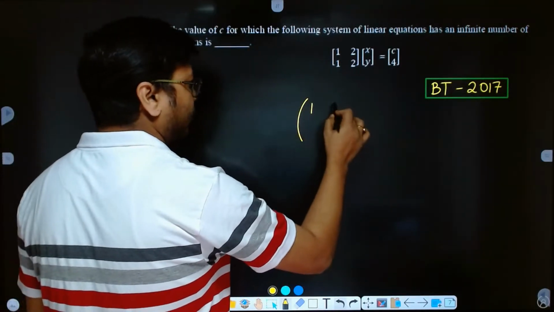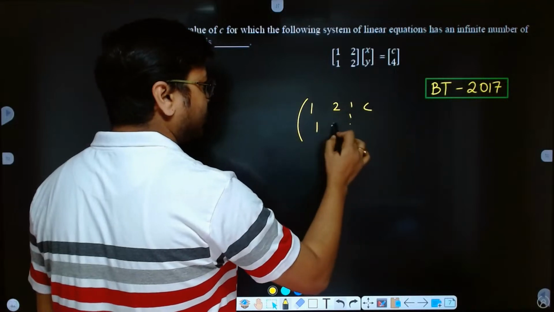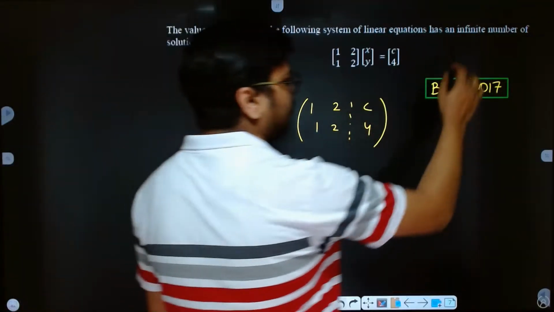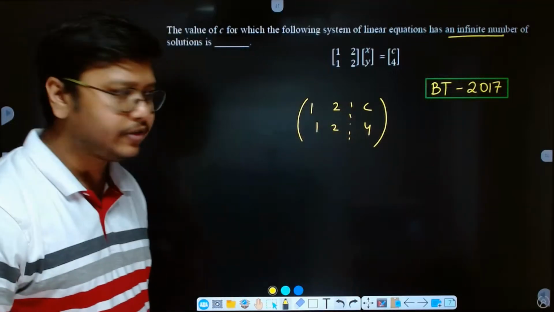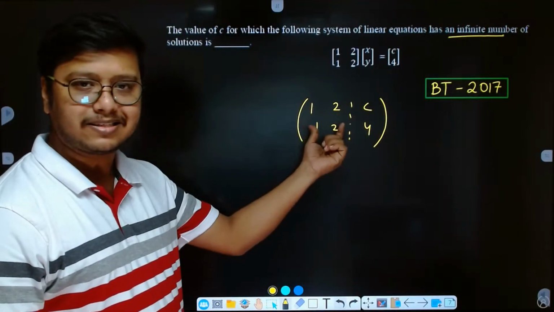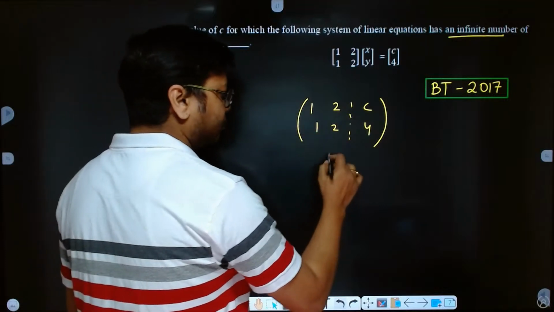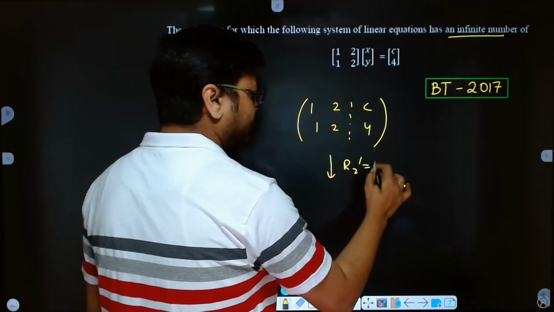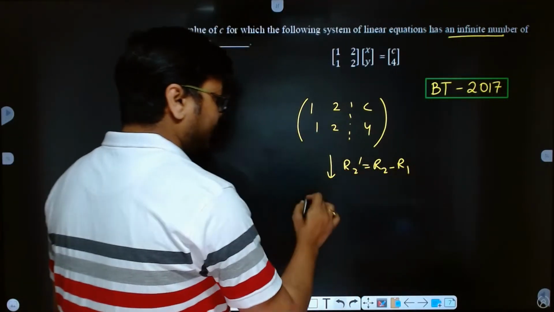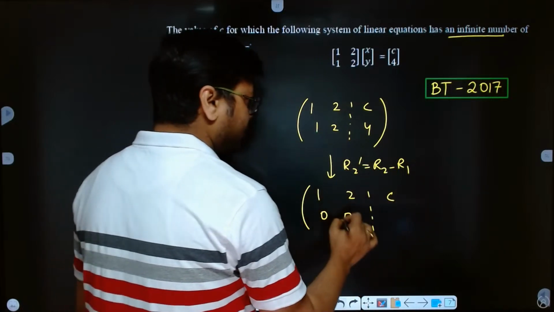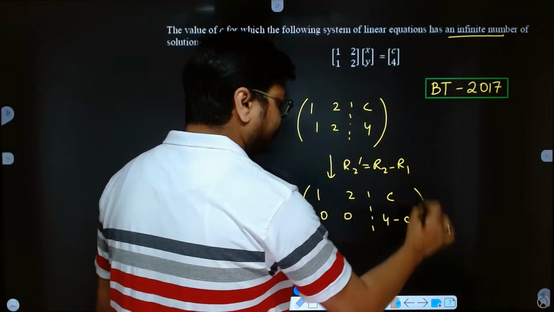Let's check that. 1, 2, augment C, 1, 2, 4. So if I want an infinite number of solutions, obviously the determinant part is 0. That can be observed. Both the rows are the same. Okay, so for infinite solutions, if I do one small calculation for rank, which is R2 dash equals R2 minus R1, that would be 1, 2, and C, 0, 0, and 4 minus C.